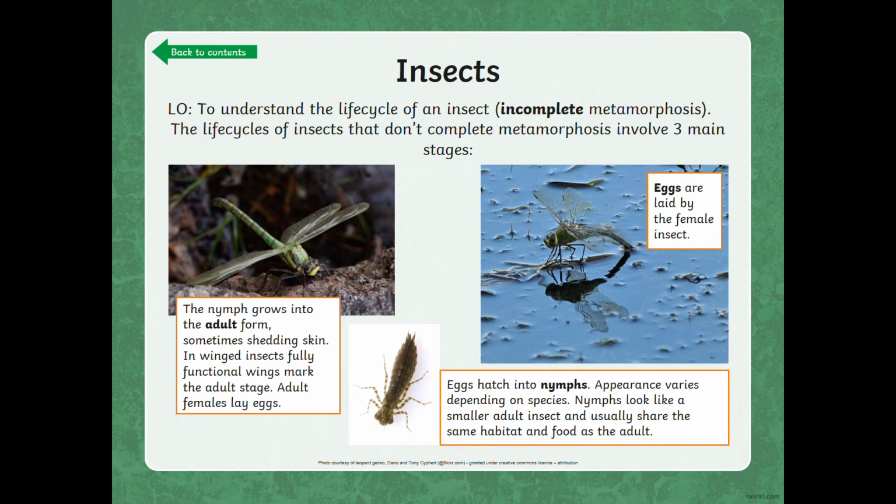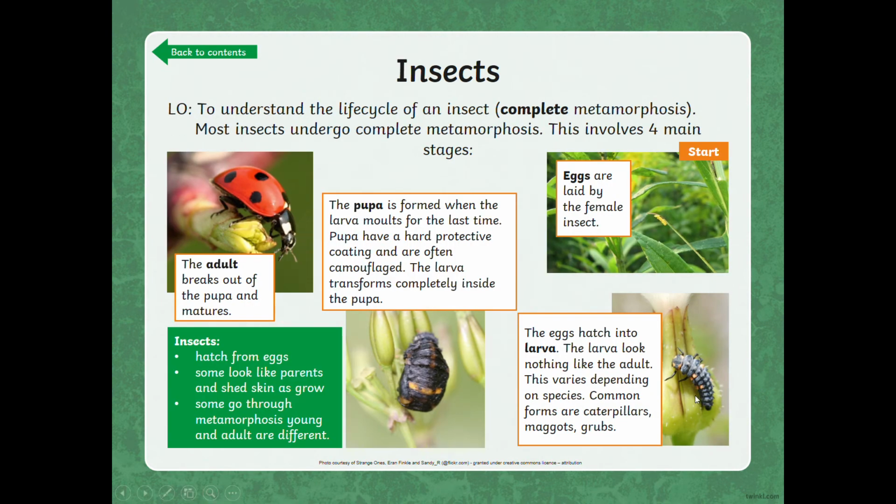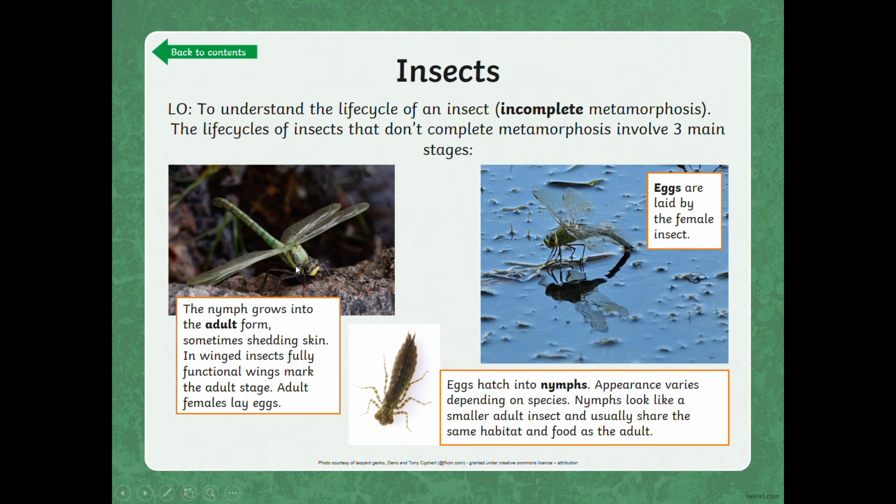And in winged insects, their fully functional wings mark the adult stage, and then the adult females lay the eggs and the whole thing starts again. Okay, so no larva and no pupa, because don't forget, the larva in a complete metamorphosis is completely different to the adult. The larva goes into a pupa where it completely transforms into something different. Whereas with these insects, mainly flying insects by the looks of it, the eggs turn into nymphs that are a smaller version really of the adult.